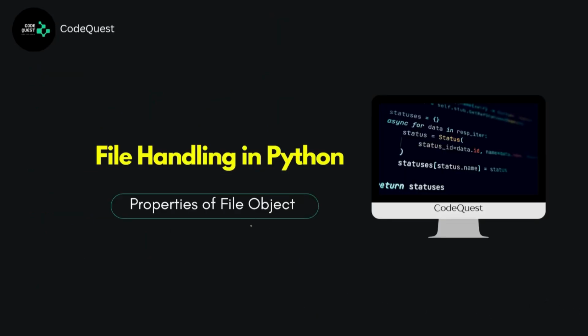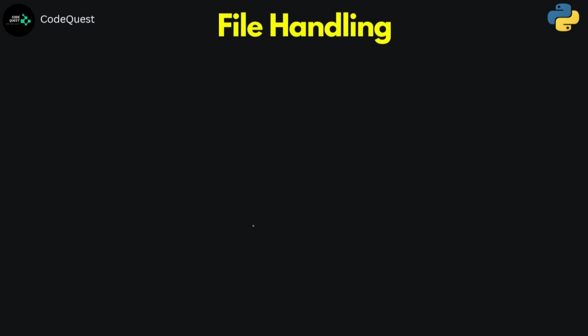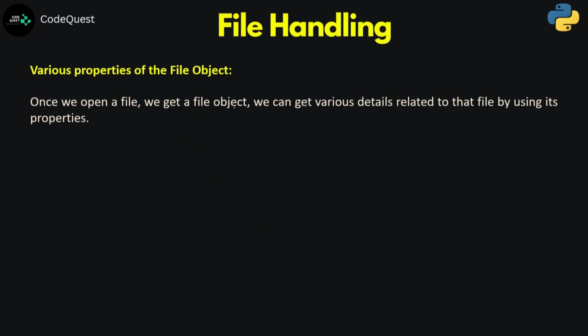Now as soon as we open a file, automatically a file object is created. When we get this file object, we also get some various details related to that particular file, and that we can get by using its properties.